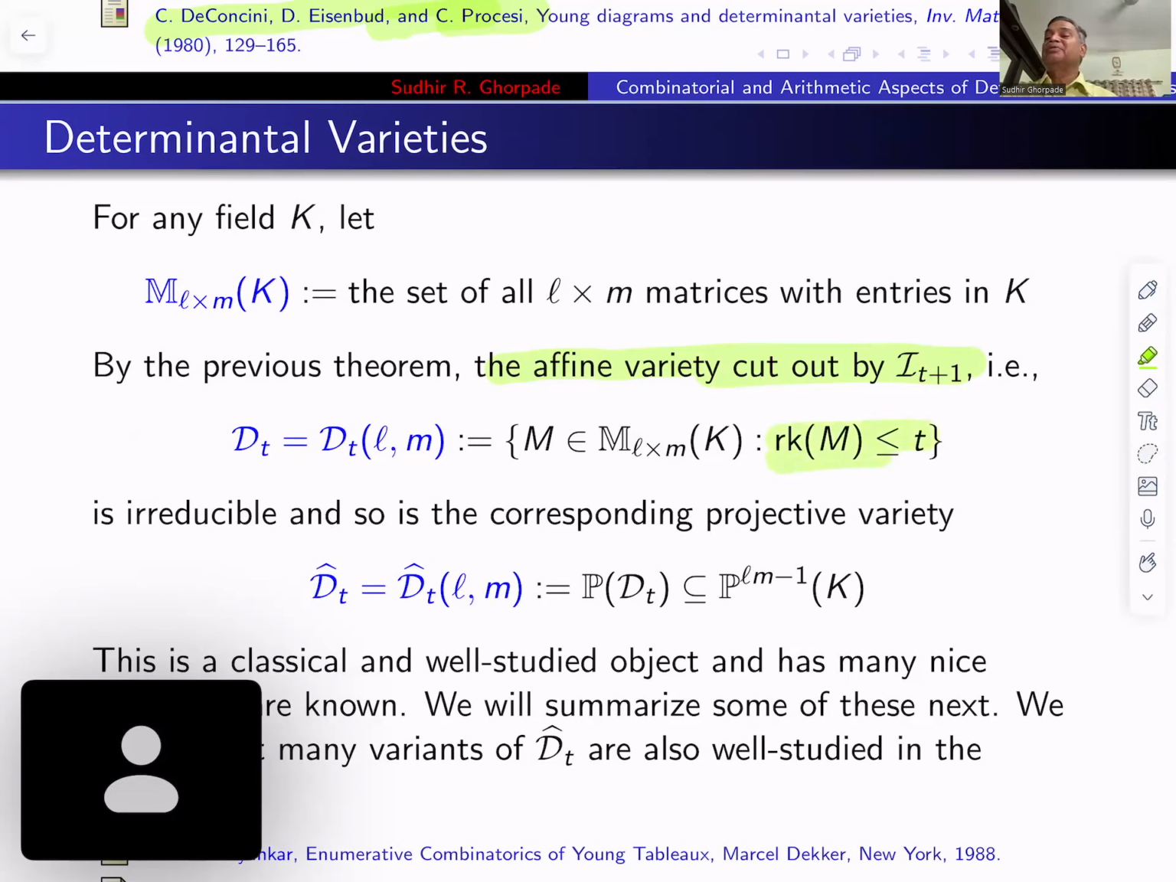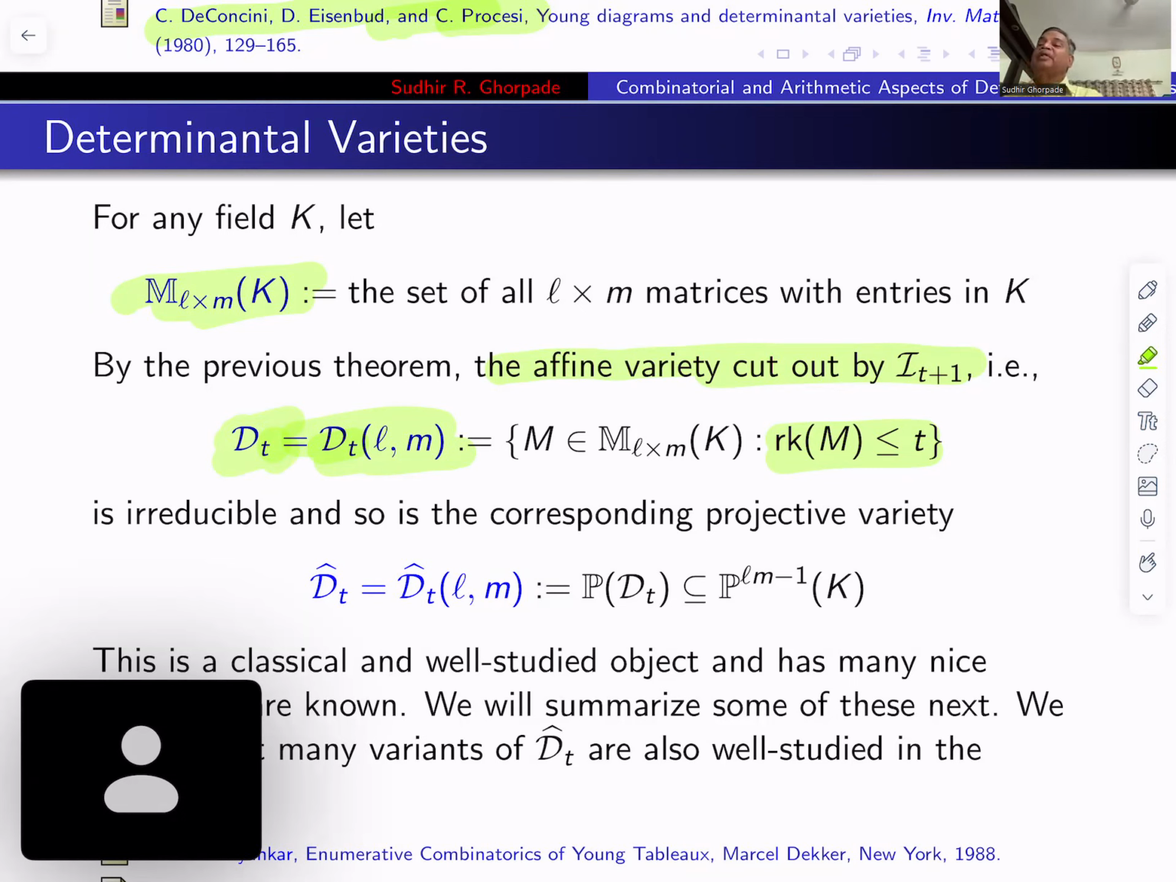The same thing as saying all (t+1)×(t+1) minors vanish. So that brings me to the notation that I will use from time to time. M_{L×M}(K) will denote the set of all L×M matrices, and the zero set of this I_{t+1}, the determinantal locus, if you like, I will denote it by D_t(L,M), or when L and M are clear from the context, I'll just use D_t. So this is the affine variety cut out by I_{t+1}.